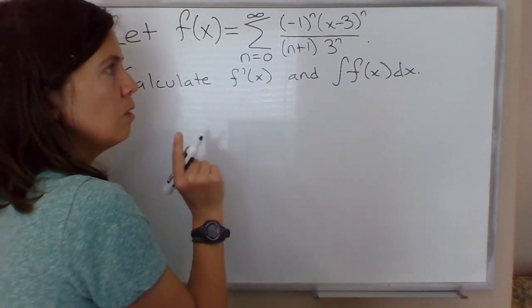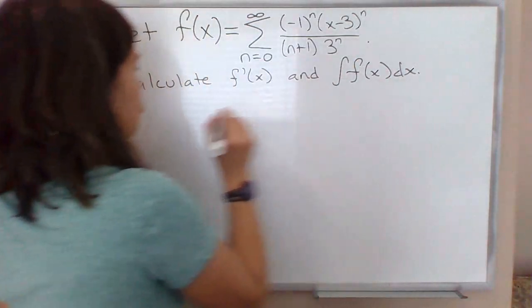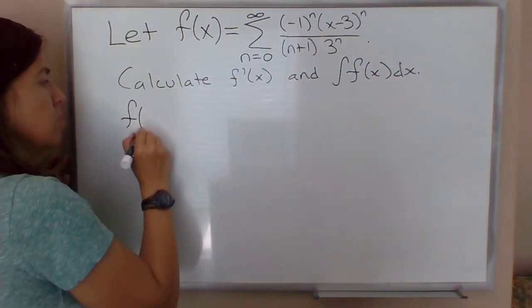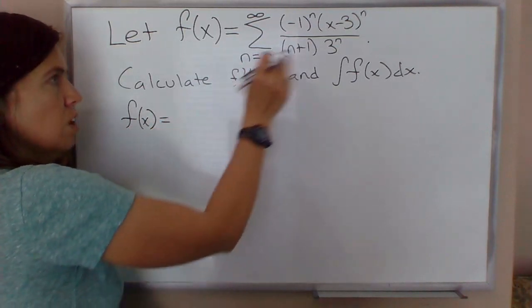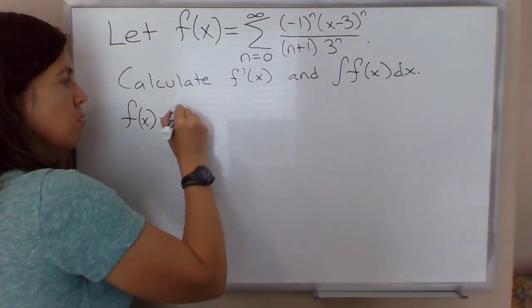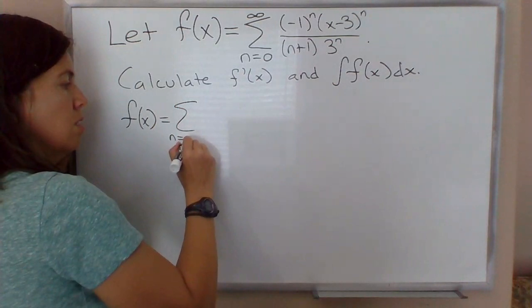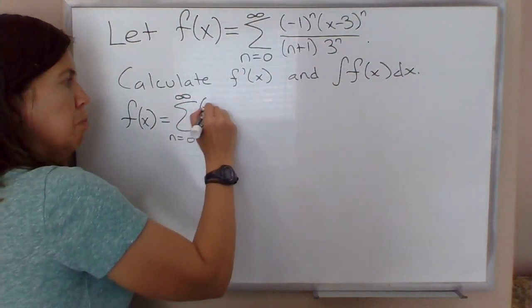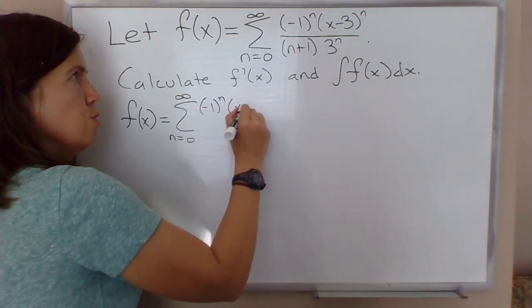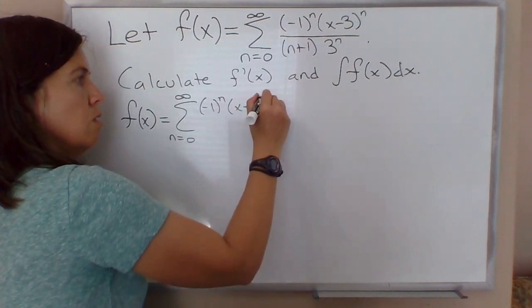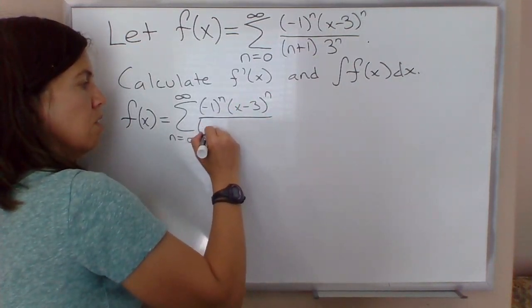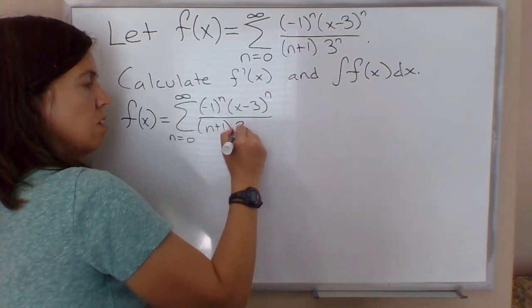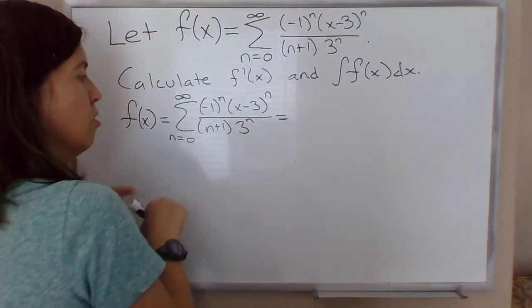Actually, hold off on that. So first, let me just write this original function. F of x equals that power series there. I guess I'll copy it. But what I want to do is write out the first few terms to give you another way of looking at this.